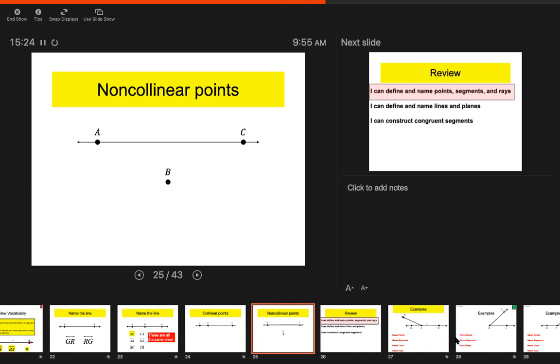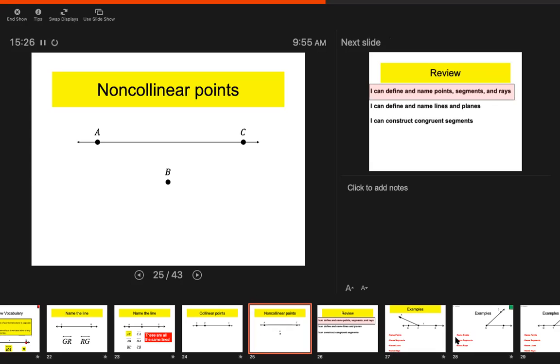This is the picture of non-collinear. A, B, and C are not on the same line. I mean, I can draw another line between A and B very easily. They're still non-collinear. A, B, and C are not on the same line. They are on different lines.